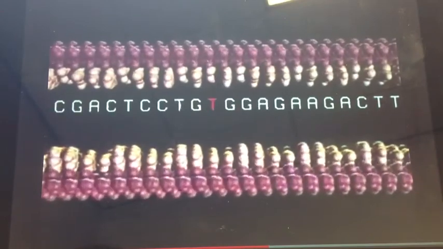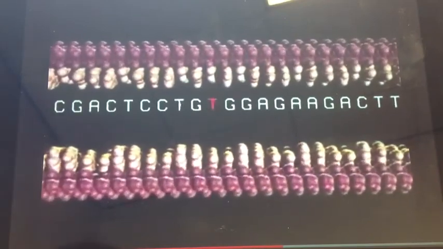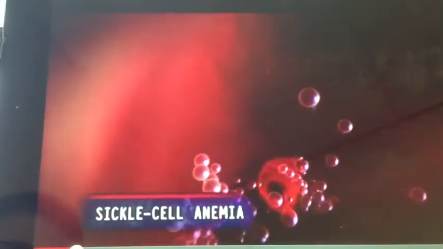There is a single letter change in the 6th codon. One amino acid will change. Now valine is sitting in a place where glutamic acid is, which makes them stick together when oxygen is low. This distorts the shape of the red blood cell. Their red blood cells become deformed, turning sickle-shaped.